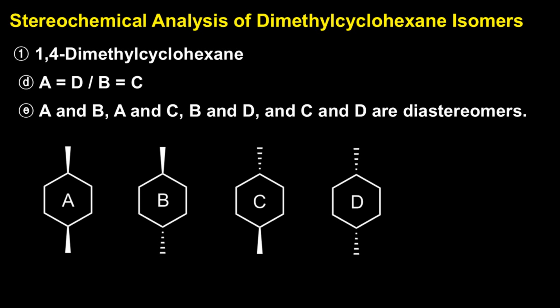So to sum it up, 1,4-dimethylcyclohexane doesn't have any enantiomers, since there are no mirror image pairs. But it does have diastereomers, thanks to the cis-trans relationships. Even though chirality isn't involved here, stereoisomerism still matters, and that's what makes this example so useful.